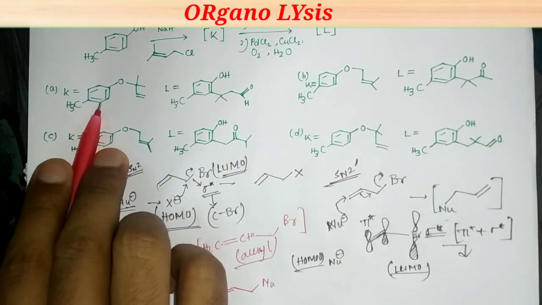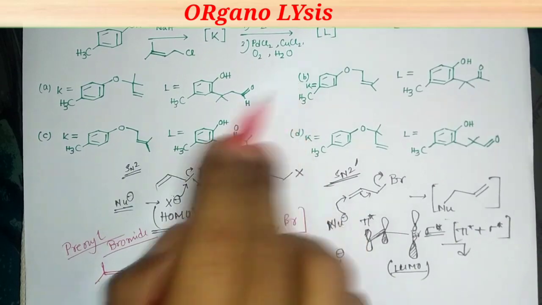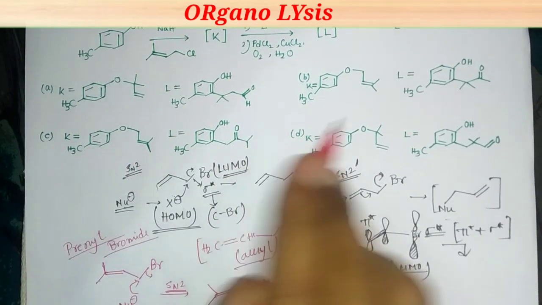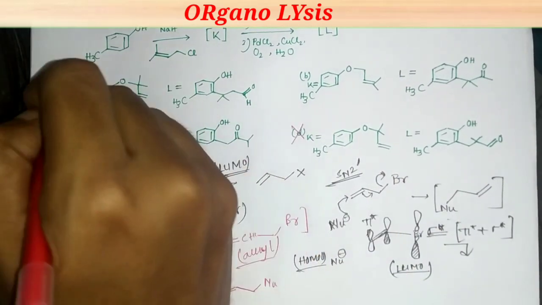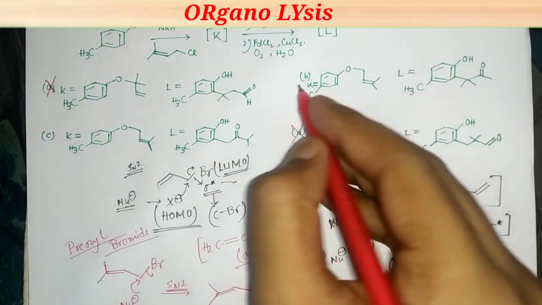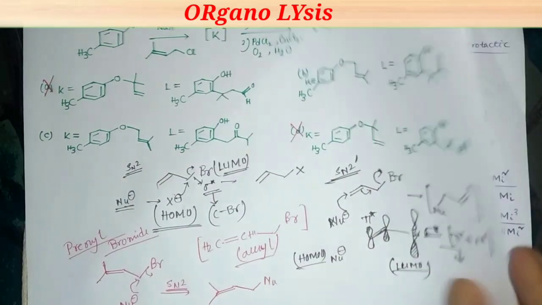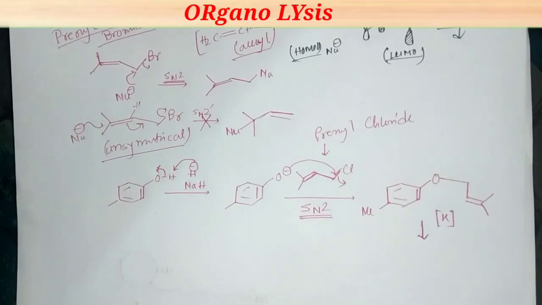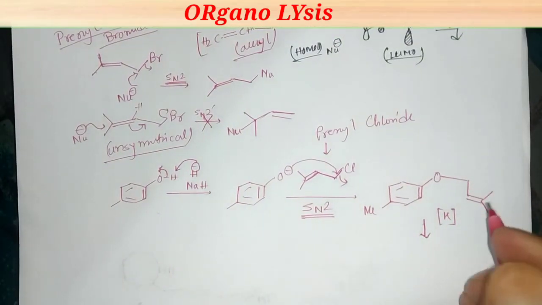So this is not your product, this can be your product, or either this can be your product. So D is not it, so you can easily eliminate option A and option D. Either option B or option C will be correct. Now let's find the option. Let's find the structure of L.